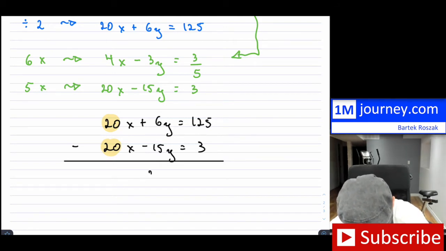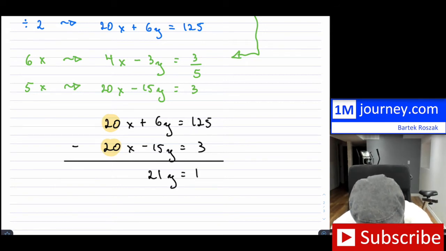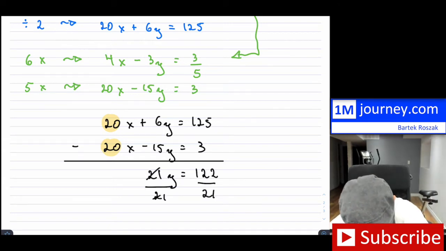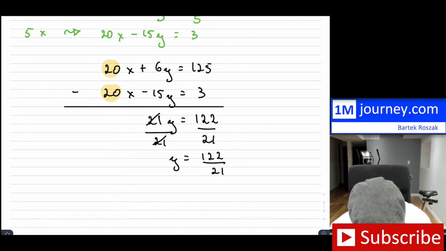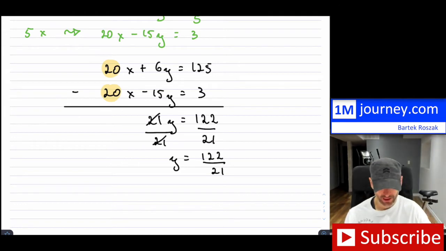there, that's going to be 21y is equal to, and I guess this is 122. So now dividing both sides by 21, that gives me my y. So my y is equal to 122 over 21. Now, can I reduce this? I guess I can check. 21, okay, the prime factorization is 3 times 7.